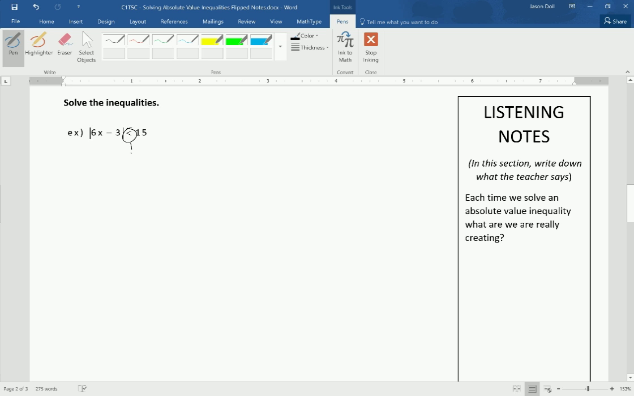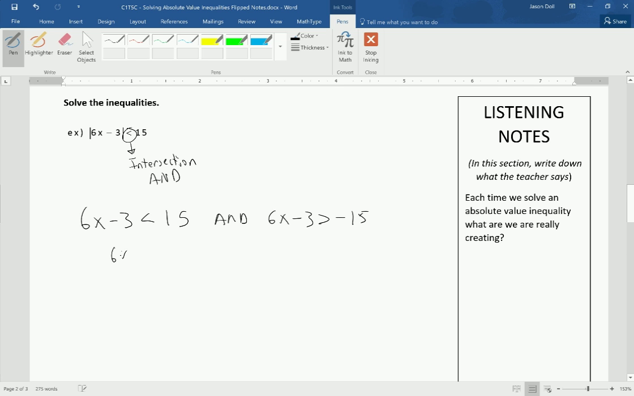All right, so we can see that we have that less than symbol. Less than is telling us we are going to be creating an intersection, because we're looking at values that move towards each other. So I'm going to be using the word and. So that means 6x minus 3 has to be less than 15 units away from 0. It can be less than positive 15, and it can be greater than negative 15. Those are the two possible ways that numbers can be less than 15 units away from 0.